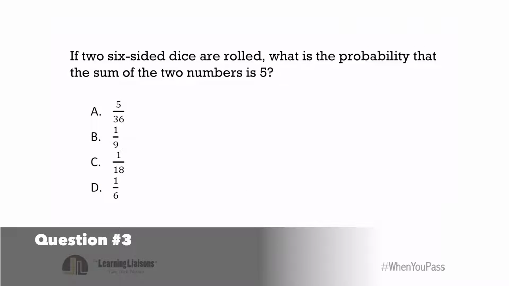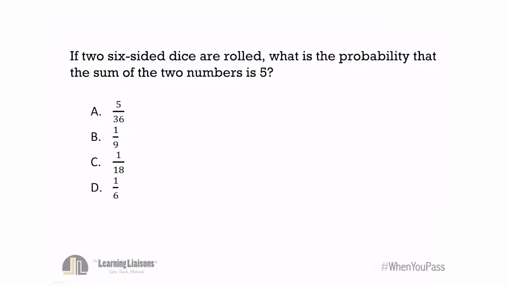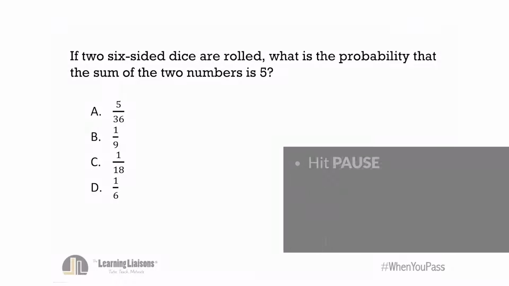If 2 6-sided dice are rolled, what is the probability that the sum of the two numbers is 5?